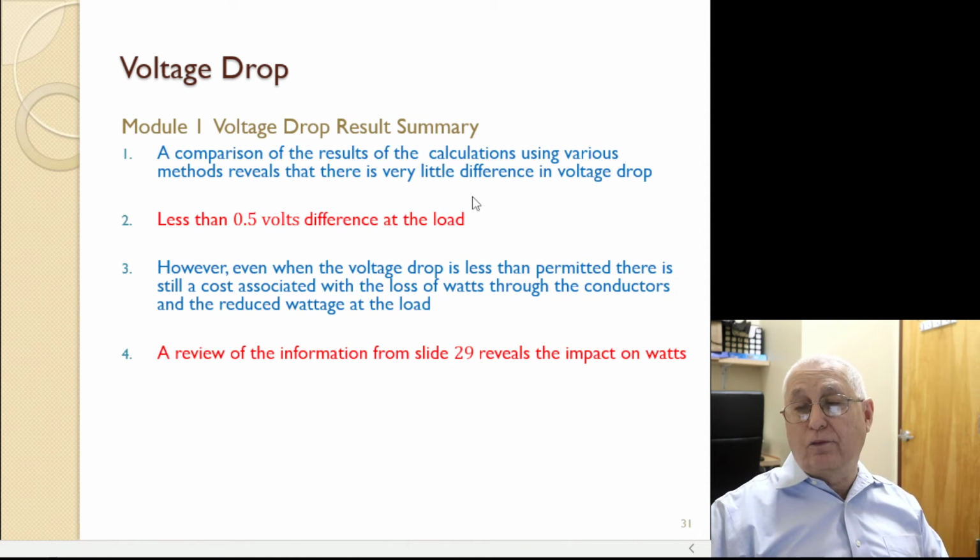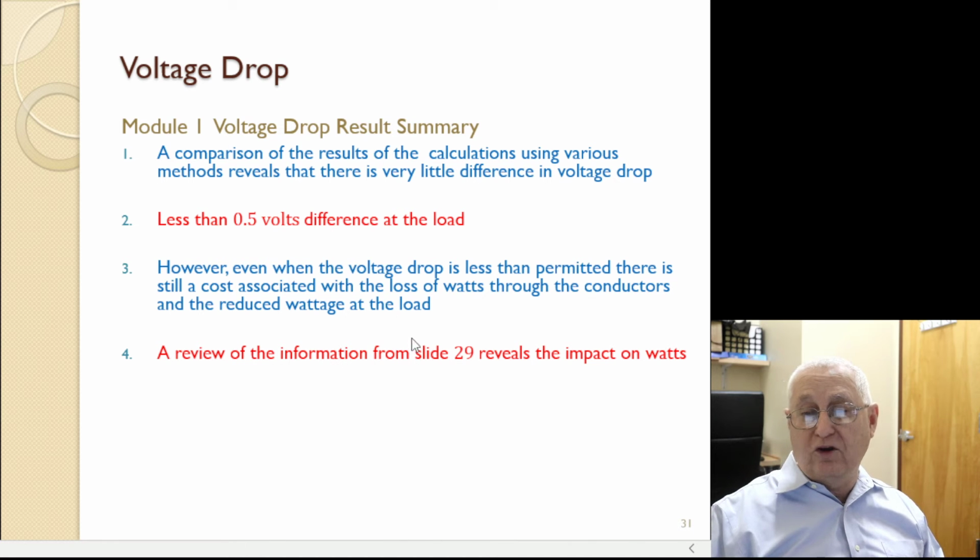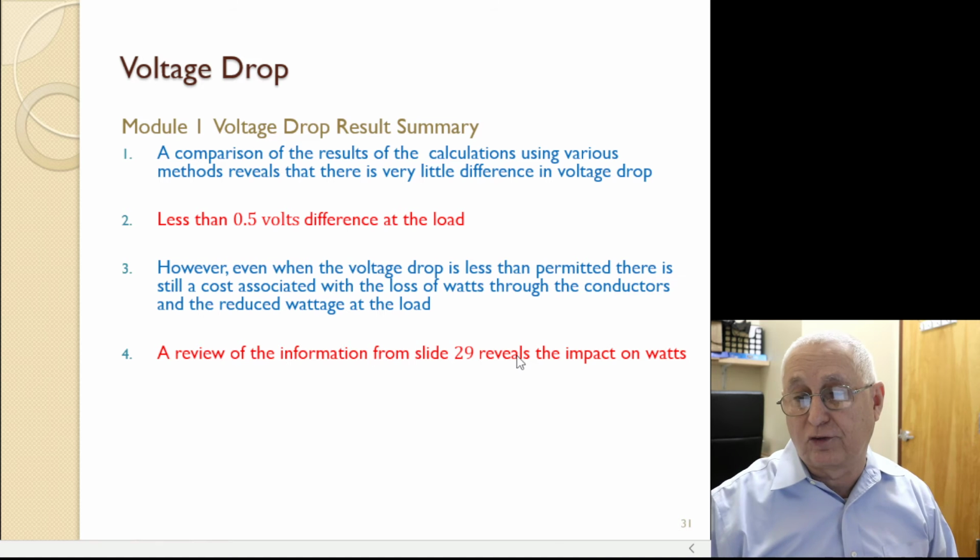A comparison of the results of the calculations using various methods reveals that there is very little difference in voltage drop, less than a half a volt difference at the load. However, even when the voltage drop is less than permitted, there is still a cost associated with the loss of watts through the conductors and the reduced wattage at the load. A review of the information from slide 29 reveals the impact on watts.